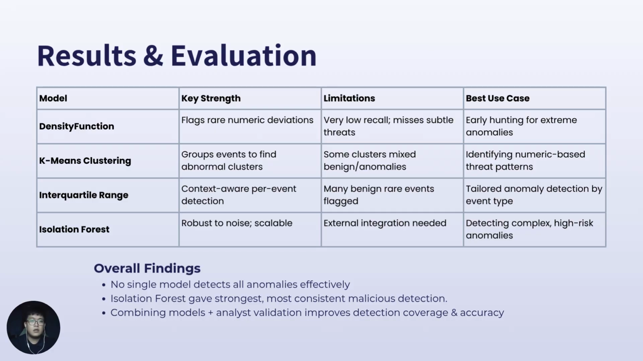The IQR method took context into account by event type, which reduced noise compared to the global baseline, but it still flagged a lot of rare but harmless activities. This is similar to how in everyday life, unusual behavior might be completely harmless, so context matters.